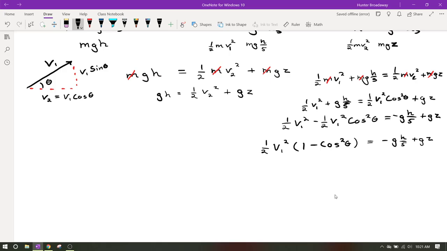The problem is we did all this fancy stuff with setting these equal to each other, but there's still a V1 squared in the equation, and we really just wanted to get rid of the V1 altogether. There's got to be a simpler way to do this. You want to keep going?